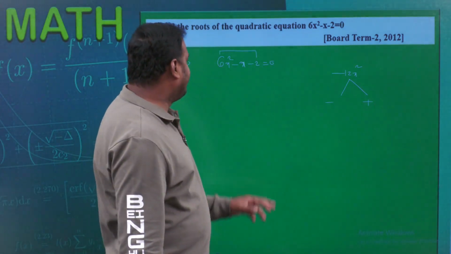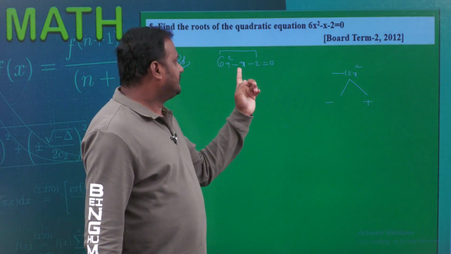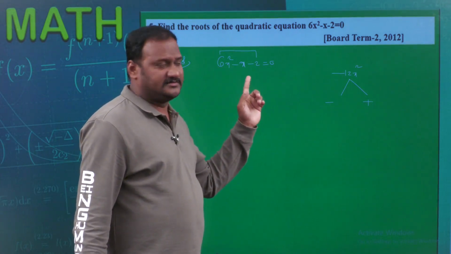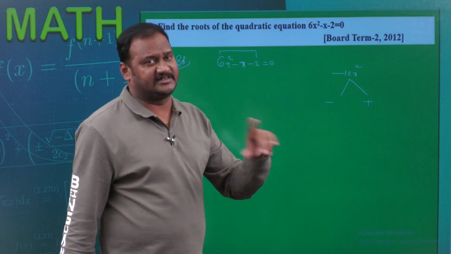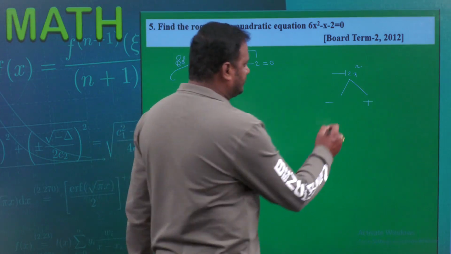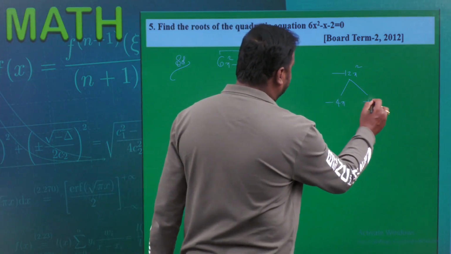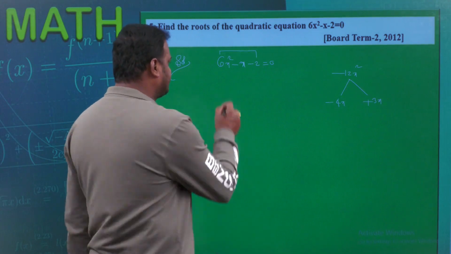Okay? And then here, see, the difference should be 1. So this is 12, right? 3 4s are 12. So 4 minus 3 is equal to 1. The bigger one gets the sign of the middle term. So this is minus 4x and this is plus 3x. So minus 4x plus 3x equals minus 1x.